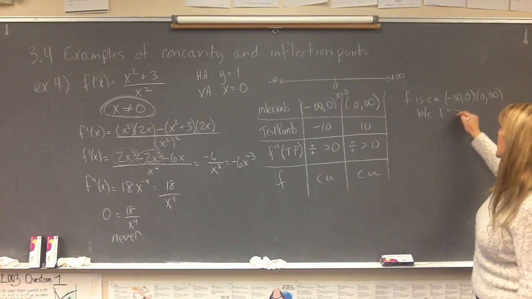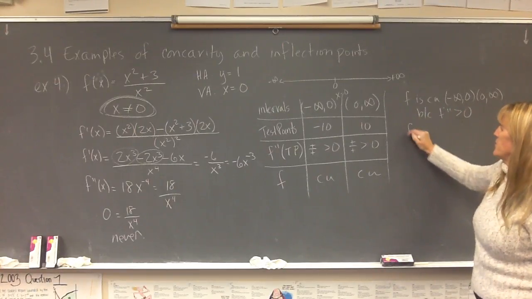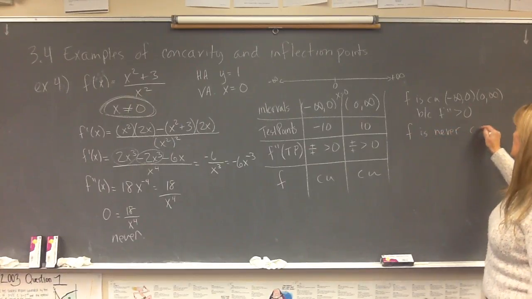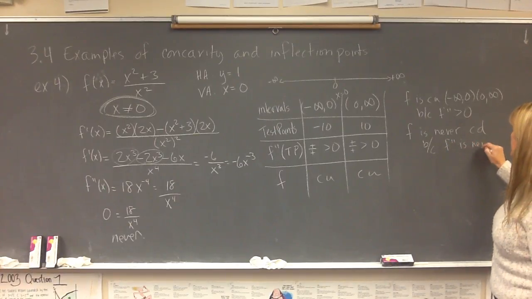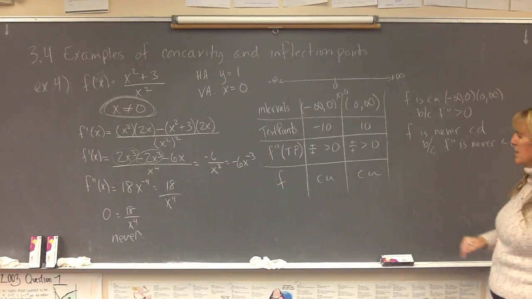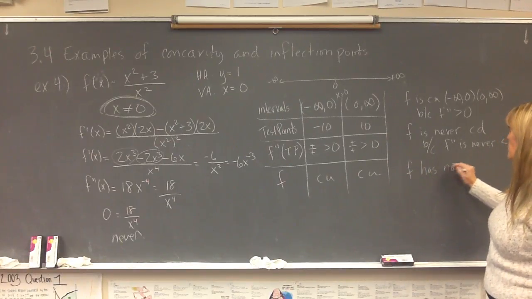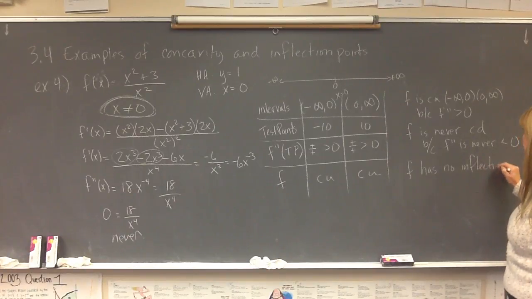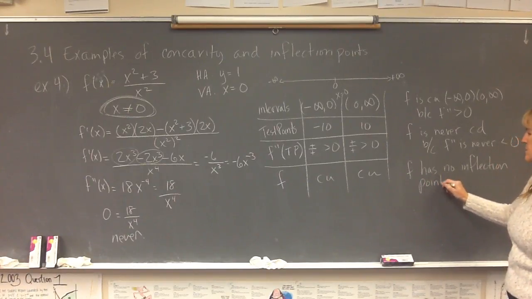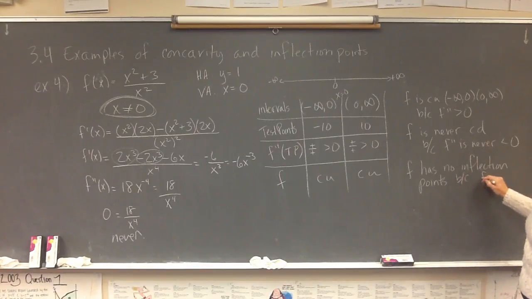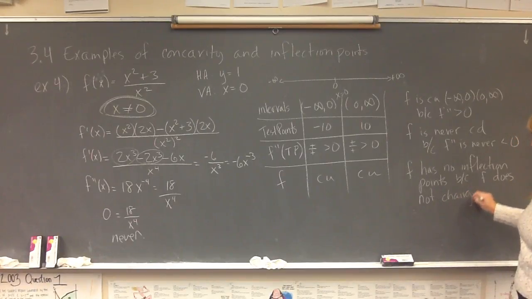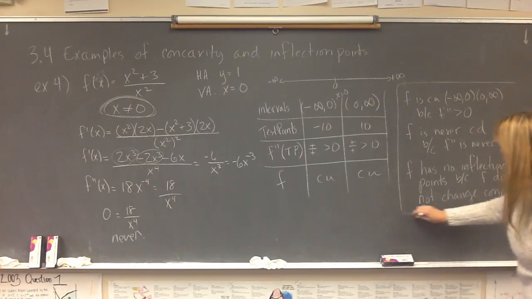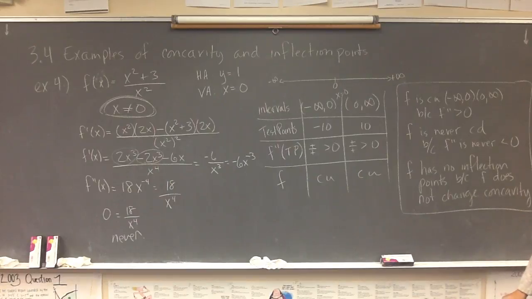Why is this true? This is because f double prime is greater than 0. F is never concave down. Why is that true? Because f double prime is never less than 0. And f has no inflection points because f does not change concavity. And that looks like the end of our question.